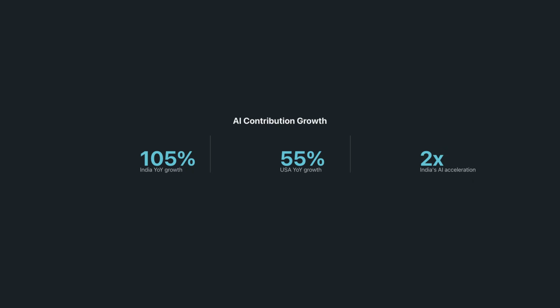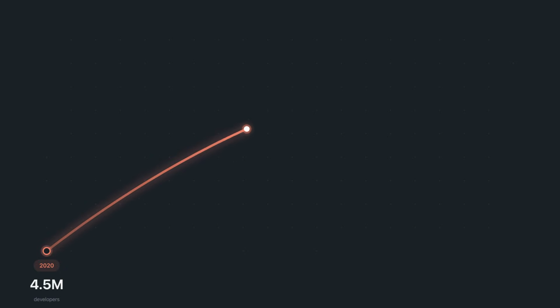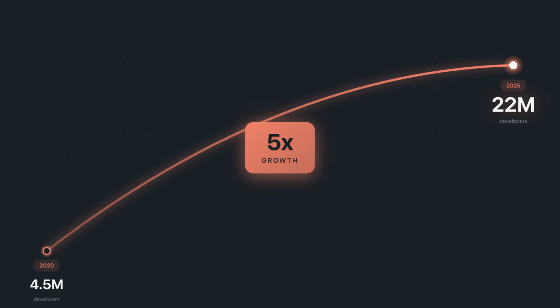Here's the historical trajectory that should get your attention. In 2020, India had 4.5 million developers. Today, almost 22 million. That's nearly 5 times growth in 5 years. No other major economy comes close to that acceleration.